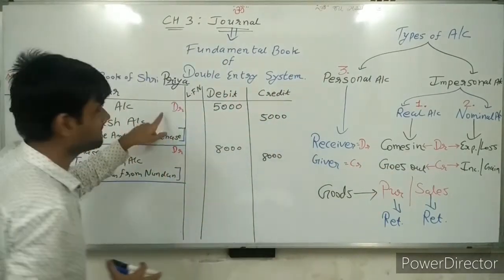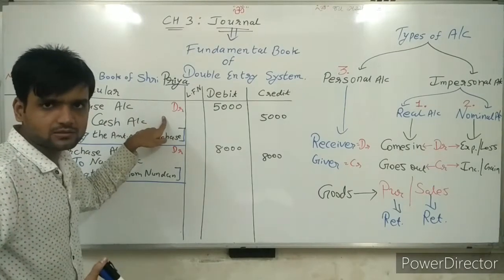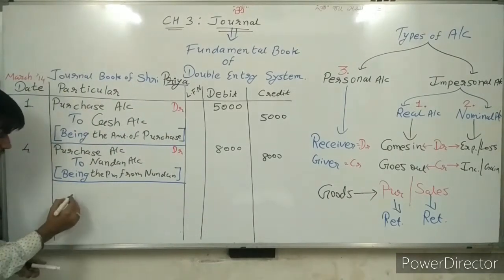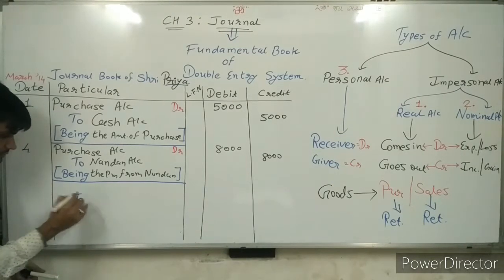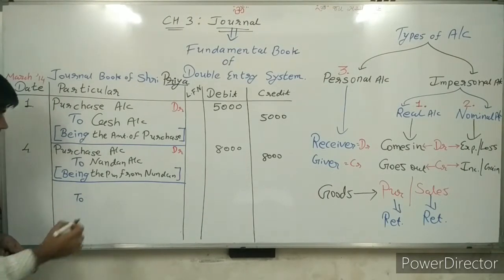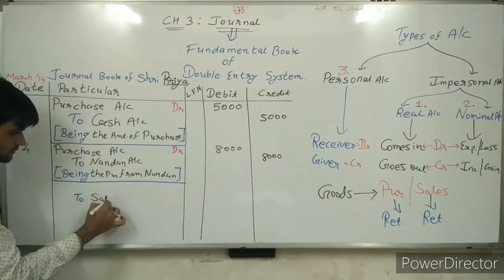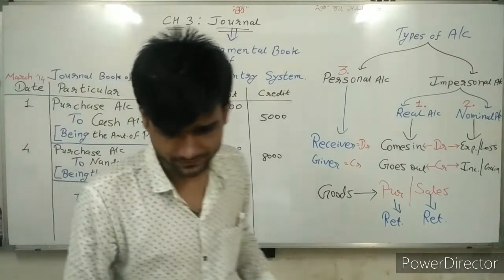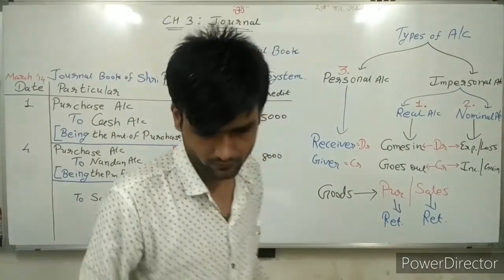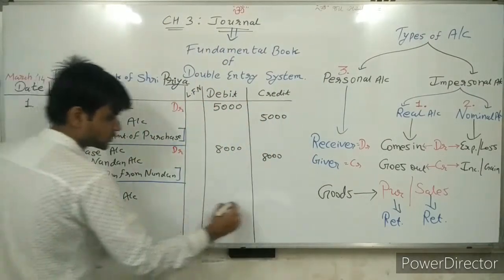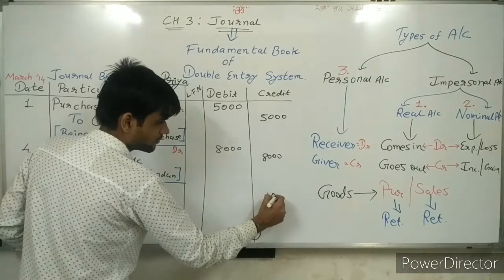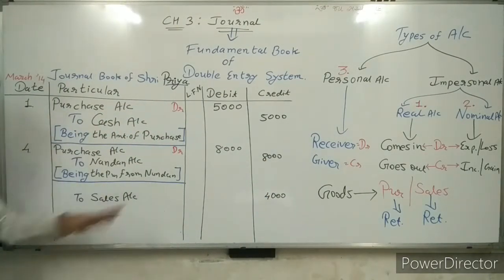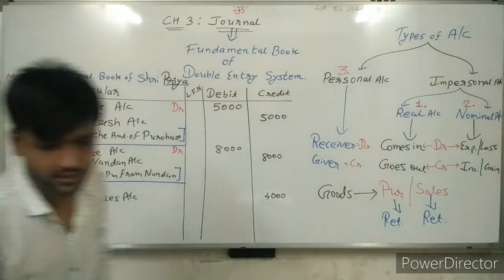But first we have to write the debit thing, then the credit thing. Leave space, then write To, sales account. And amount is 4,000 rupees. So writing here 4,000 rupees. So credit is clear. And date is 7.